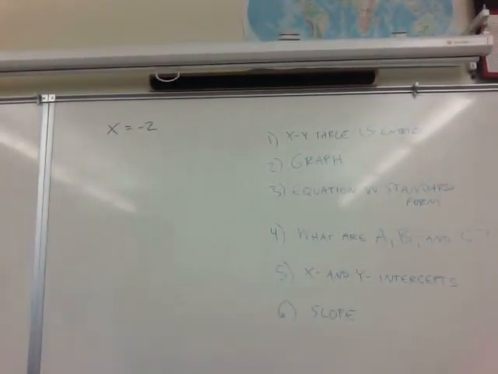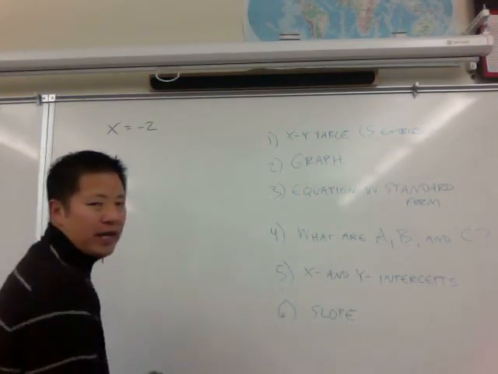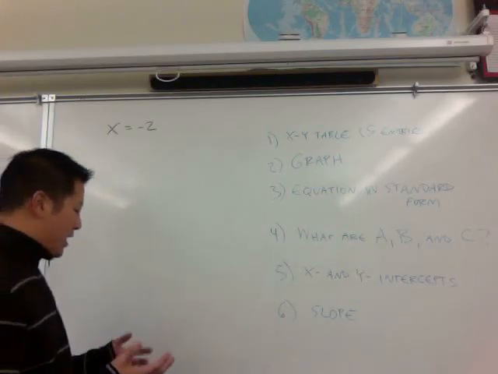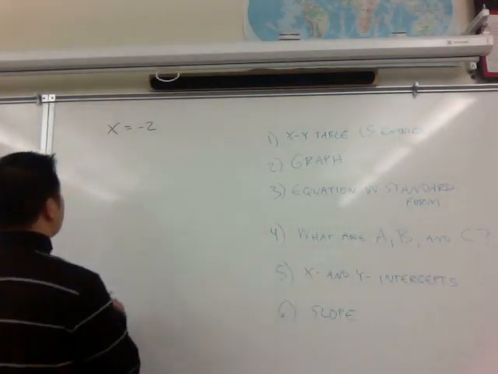All right, welcome back. We are working on another equation for these 6 things to help us prepare for the quiz on Monday. This one's a little bit more interesting. X equals -2. Well, how do you make an XY table when there's just an X equals -2?